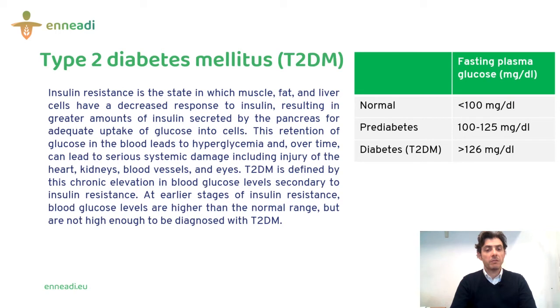Type 2 diabetes is defined by the chronic elevation in blood glycemia secondary to insulin resistance. At an early stage of insulin resistance, blood glucose levels are higher than normal, but not high enough to be diagnosed with type 2 diabetes. In the table on the right, we report the levels of glycemia that are considered normal, less than 100 mg per deciliter; the range called prediabetes, between 100 and 125 mg per deciliter; and when fasting glycemia is higher than 126 mg per deciliter, diabetes is usually diagnosed.